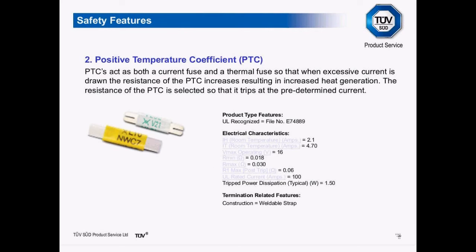Another safety feature that's often used is the PTC. This acts as both a current fuse and a thermal fuse, so that when excessive current is drawn, the resistance of the PTC increases, resulting in heat generation. The resistance of the PTC is selected so that it trips at a predetermined current. So again, you need to look at the specification of both the cell and the pack to ensure that an appropriate trip current is specified for the PTC.